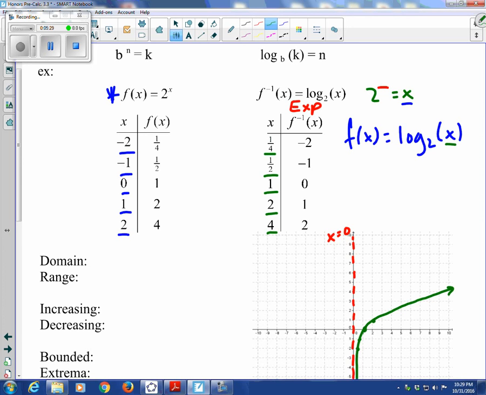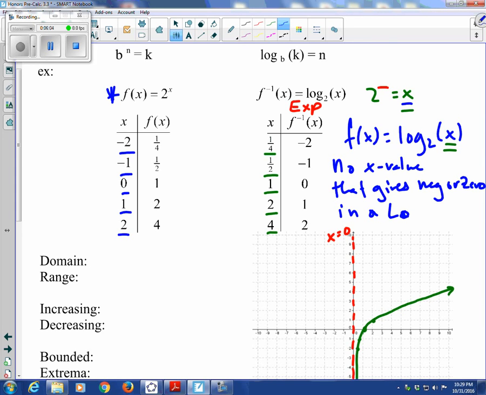Similarly, there's nothing I can raise 2 to in order to get 0. So again, there is no way that log base 2 is going to be able to evaluate an x value of 0. And what we're seeing here is the last domain restriction, right? And that is that we can have no x value that gives negative or 0 in a log. So that's the last domain restriction.